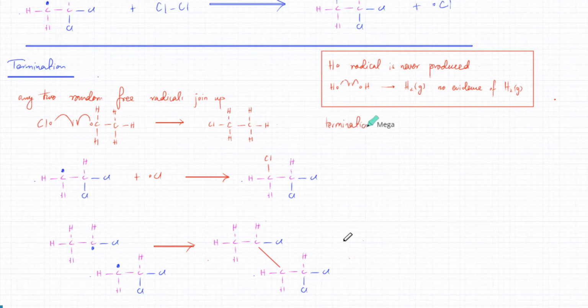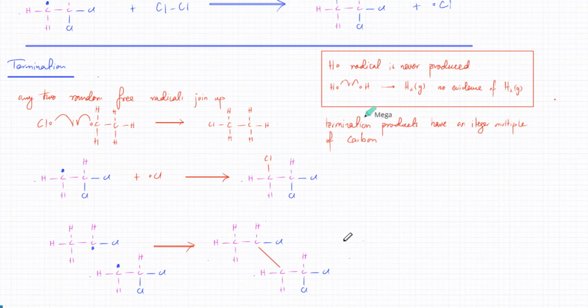So termination products have a multiple of the carbon atoms in the original molecule. They have an integer multiple of carbon atoms.